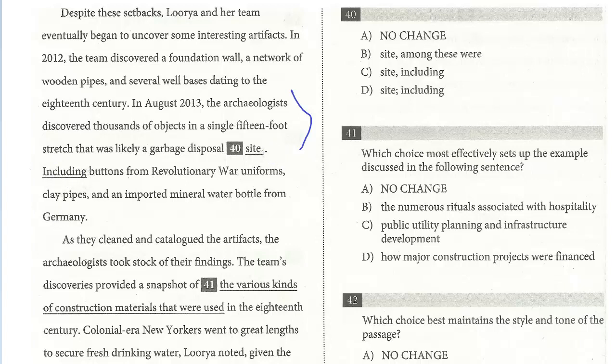We can put a comma and including. It's totally fine. We've seen that before. You could also put which include. We don't know that has a choice. Among these, this is going to be a run-on. This is the correct answer. And a semicolon is just like a period, right? It separates two independent clauses. So the answer is C for number 40.